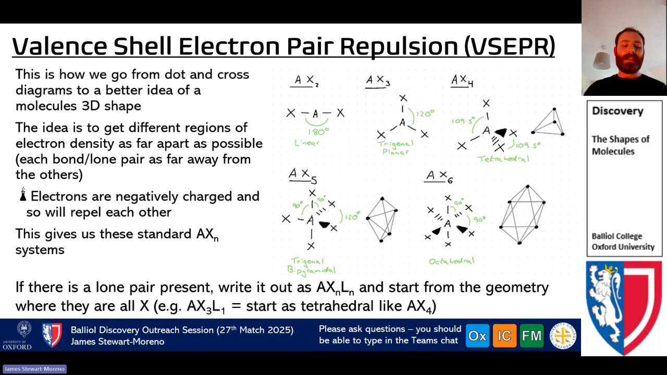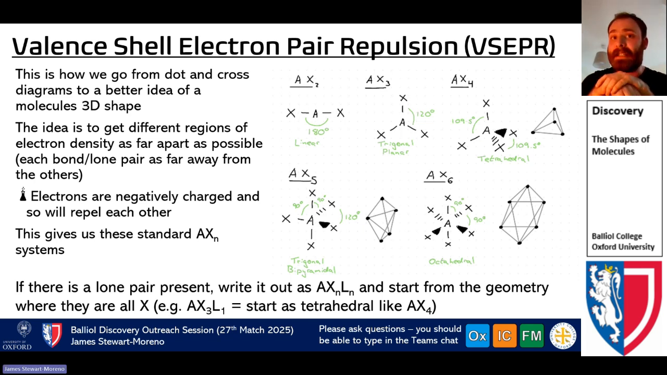So with AX5, in order to keep the electrons as far apart as possible, three of them will go into a plane with the central atom. Each of these will be at 120 degrees. But then two others will need to go above and below that plane. And that's what gives you the axial positions, which are at 90 degrees to that plane. We call this a trigonal bipyramidal, by the way, because you have the triangle in the plane, which gives you your 120-degree angles, and then the two pyramids are formed by the axial positions, which give you your 90-degree angles.